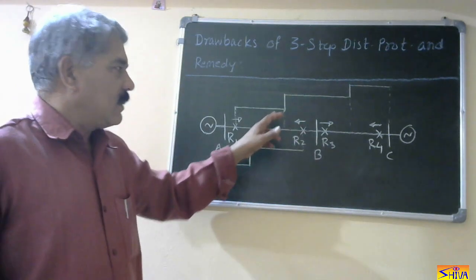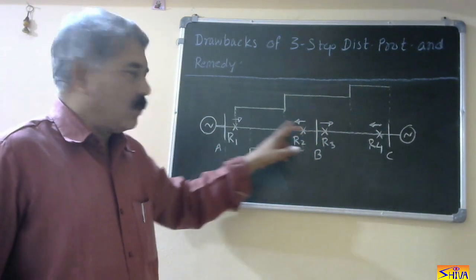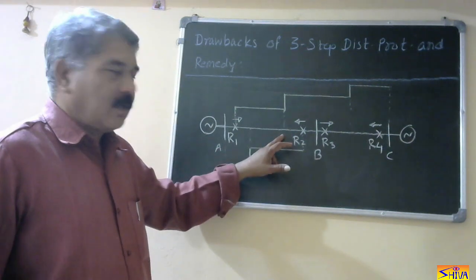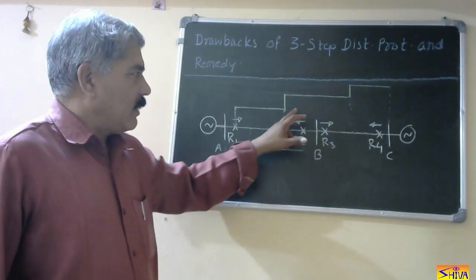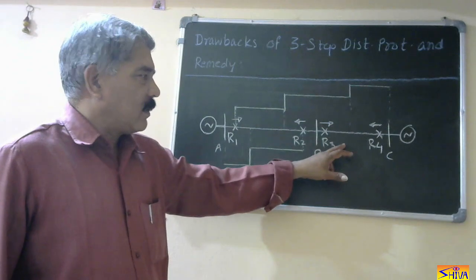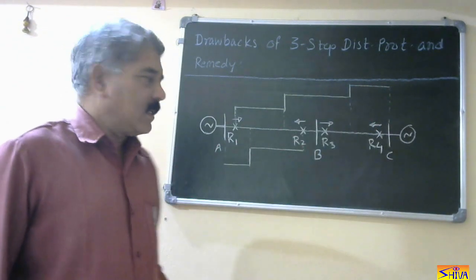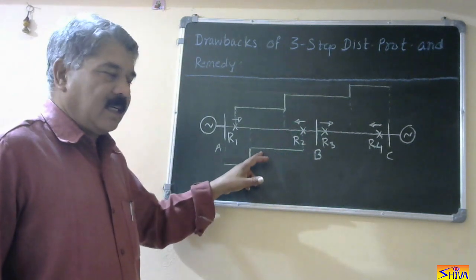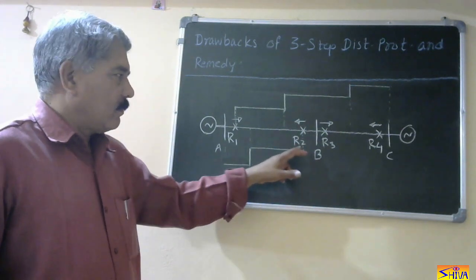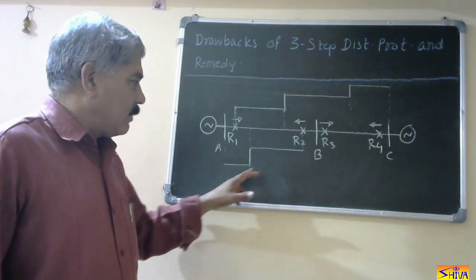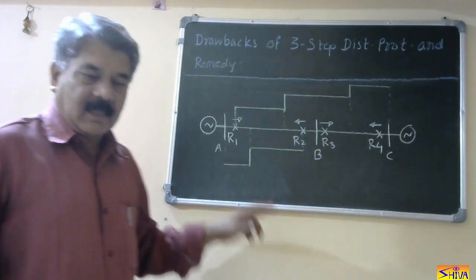And these are the settings of relay R1 and R2. For R1, 80% of AB in the first step, remaining 20% plus 50% of the next section in the second step, and then remaining portion in the third step. For R2, this is the setting, 80% from the R2 end in the first step and remaining 20% in the second step.